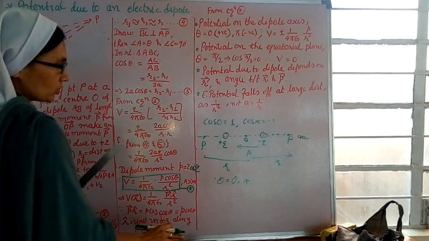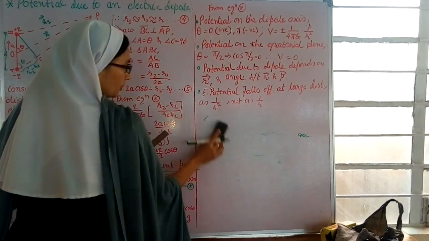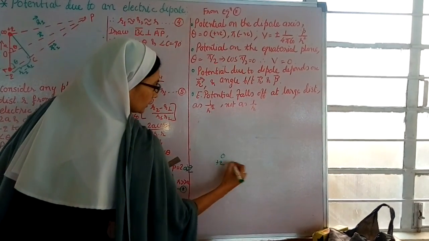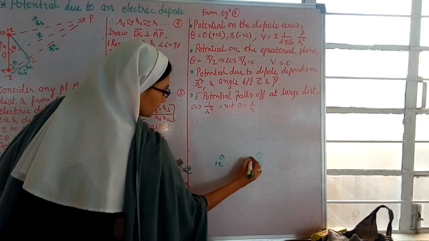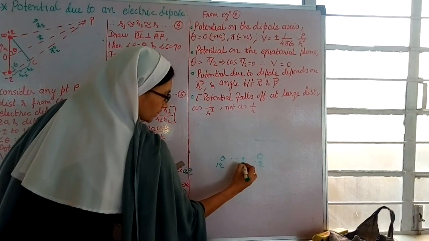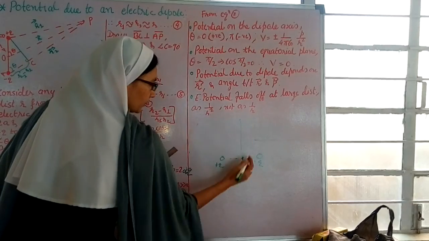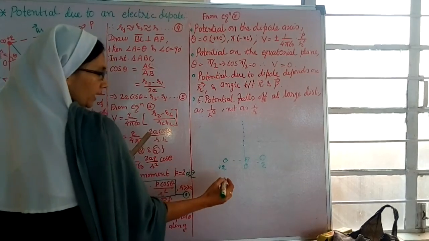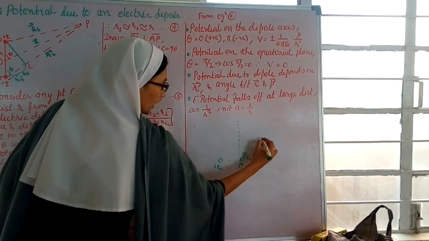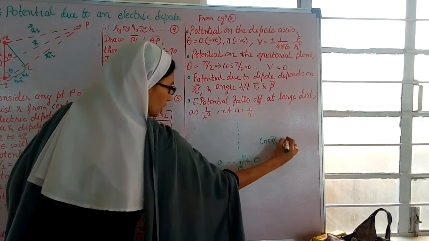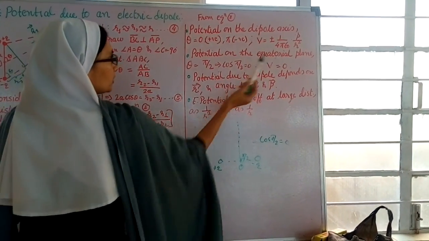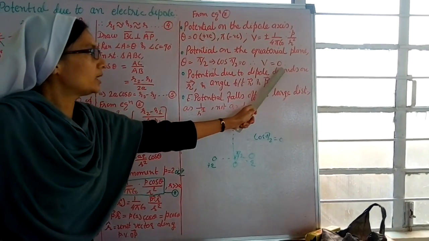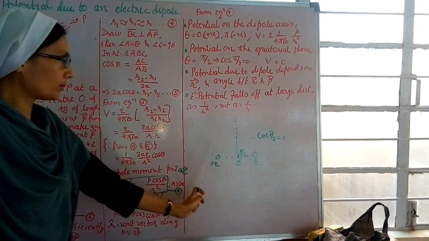Then potential on the equatorial plane. Now, if the point is on the equatorial plane: this is my charge q, this is my charge minus q, and the line joining them has its center here. The plane perpendicular to it, through the center, is the equatorial plane, and the points you take on it are called points on the equatorial plane. Then the angle will be pi by 2, and we know cos pi by 2 is 0. That means if the point is on the equatorial plane, theta is pi by 2, cos pi by 2 is 0, so V equals 0. Potential is 0 at all points on the equatorial plane.